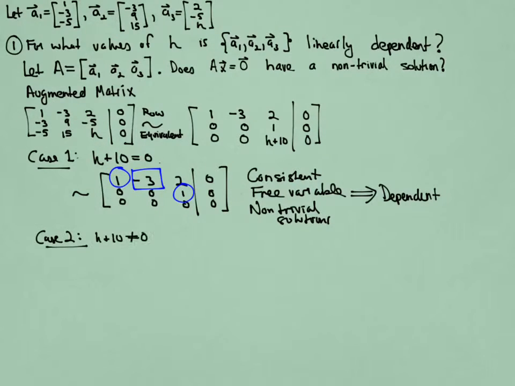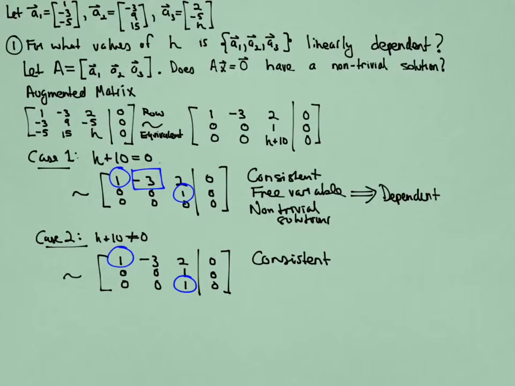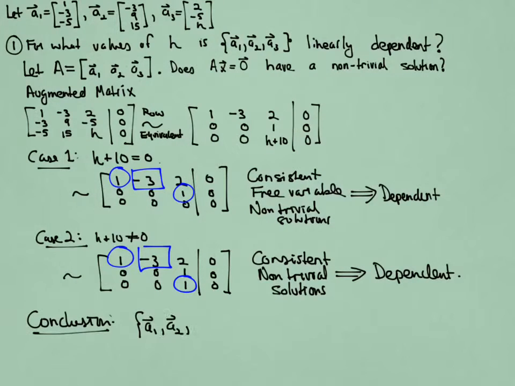The other case is when h plus 10 is not 0, in which case I can take h plus 10 and divide by it. I'll get a 1 there, and I'm closer to my reduced echelon form. But notice that nothing's really changed substantially here. I still have two pivots, and there's still a free variable. So there are non-trivial solutions to the system, and it must be dependent. So it didn't matter what the value of h was. The conclusion was that this set of vectors is dependent for all values of h.